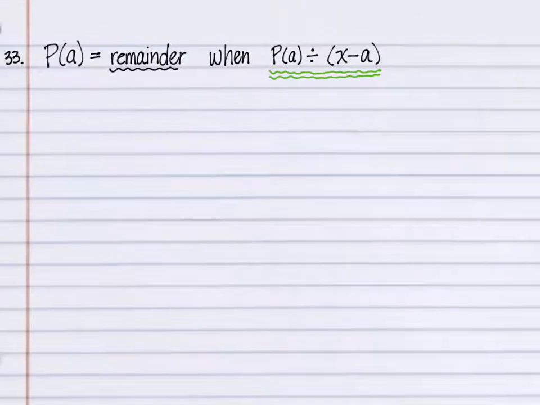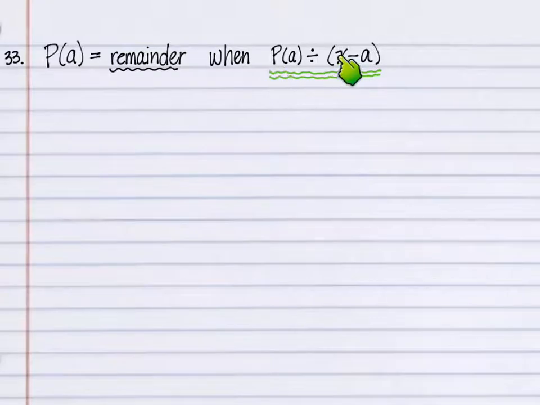Now I skipped ahead to number 33. I'm going to go back to 29 in a minute, but I went to 33, and it's saying to find your P of A using the remainder theorem. Well, what that means is that if we were to plug in a value into a polynomial, when we evaluate it, that's going to equal the remainder as if we divided by x minus the a.